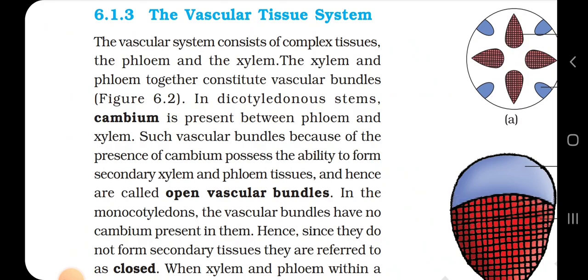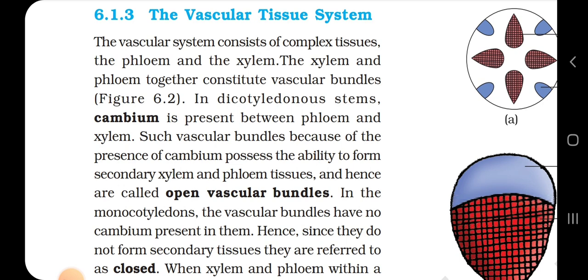6.1.3 The vascular tissue system. The vascular system consists of complex tissues, the phloem and the xylem. The xylem and the phloem together constitute the vascular bundles. Figure 6.2. In dicotyledonous stems, cambium is present between phloem and xylem. Such vascular bundles, because of the presence of cambium, possess the ability to form secondary xylem and phloem tissues and hence are called open vascular bundles. In the monocotyledons, the vascular bundles have no cambium present in them. Hence, since they do not form secondary tissues, they are referred to as closed.